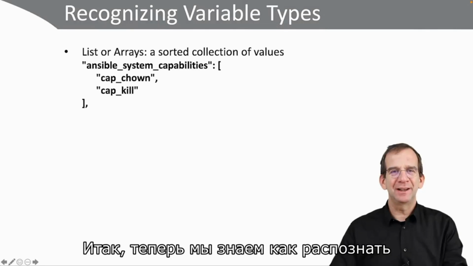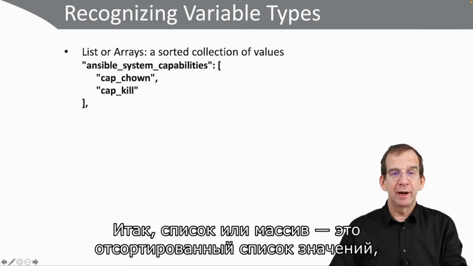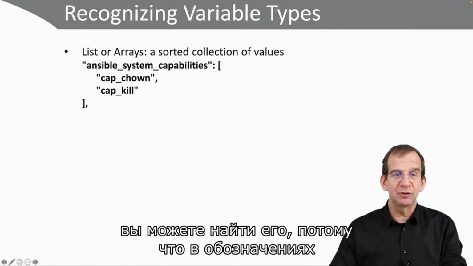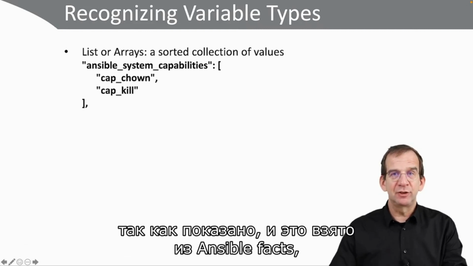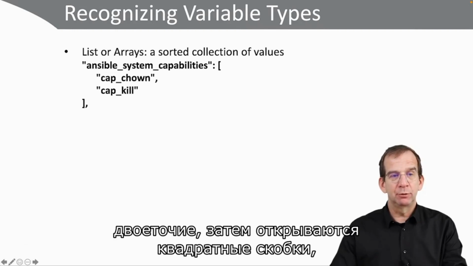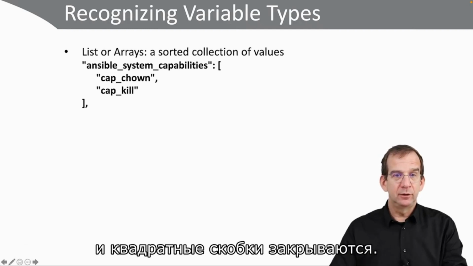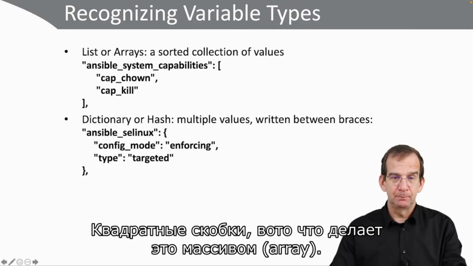So now that we know how to recognize the default variable types, let's have a look at lists and dictionaries. So a list or an array is a sorted collection of values. And it's easy to recognize. If you find a list, you can find it because in the notation it's between square brackets. As in, and this is taken from the Ansible facts, ansible system capabilities, we have colon, then an opening square bracket, cap_shown, comma, cap_kill, and the closing square bracket. The square brackets is what makes it an array.